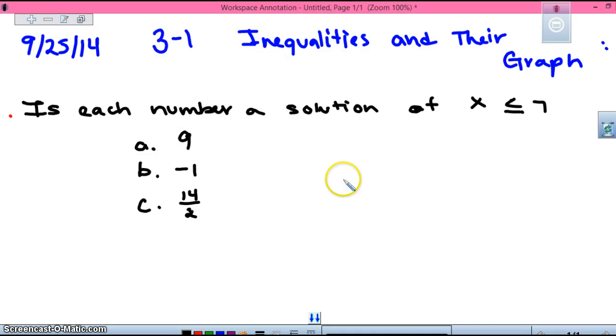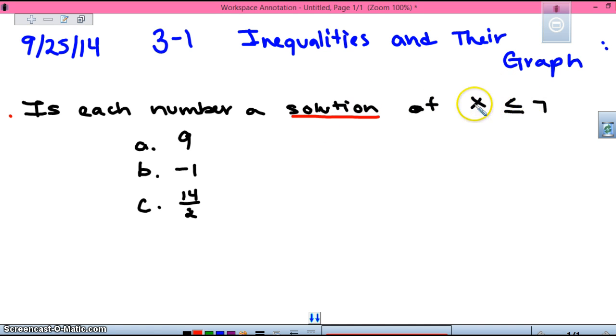Today we're talking about inequalities and their graphs. Is each number a solution of x is less than or equal to 7? What does it mean, a solution? Yes. Okay. That it could be put in place of x and makes it true.